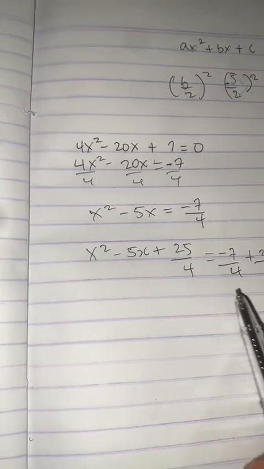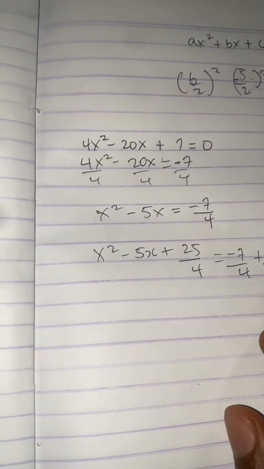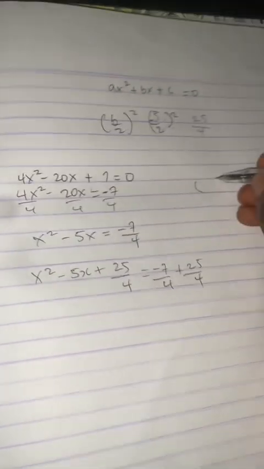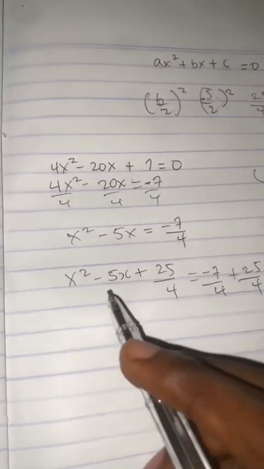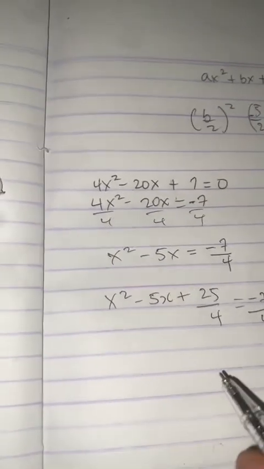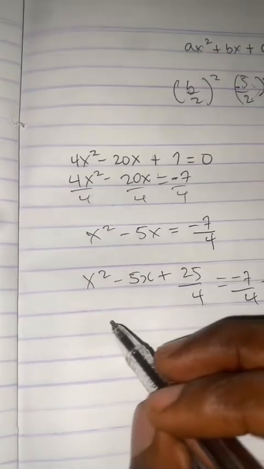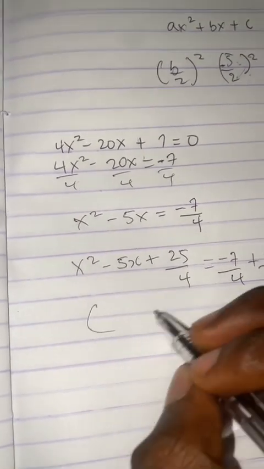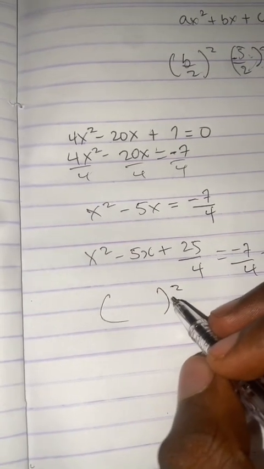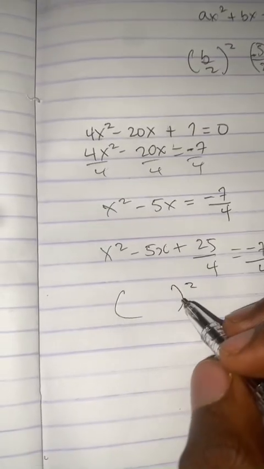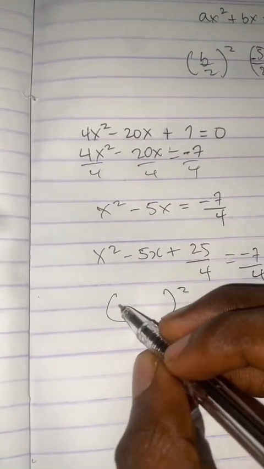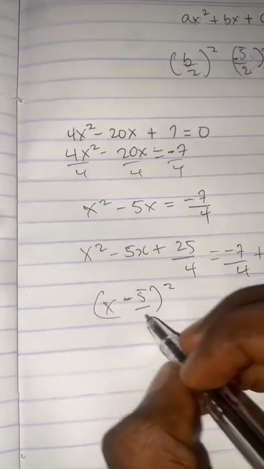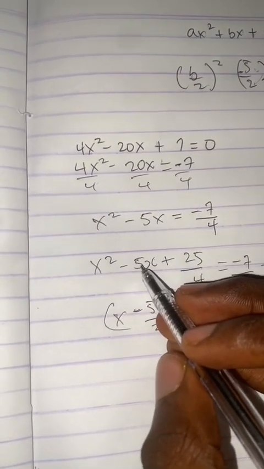Okay? Now, what's the next thing to do? The next thing to do is to factor the left part. Okay? So that is going to be, remember, the half, whatever it is, half of it. So this squared. Okay? So that's going to be x negative 5 over 2.